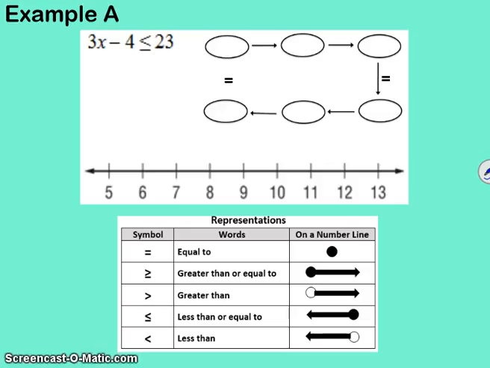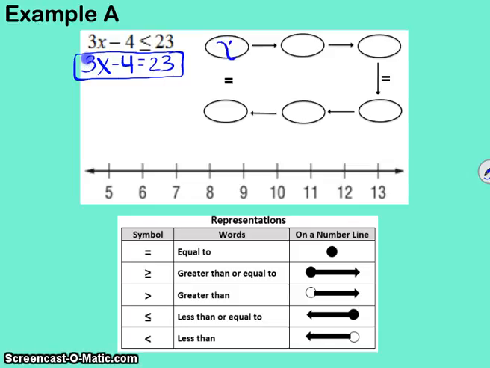You're given this inequality, so 3x minus 4 is less than or equal to 23. So I could rewrite this and pretend that the inequality sign isn't there because you know how to solve these two-step equations. So if I use this and come back to the inequality sign when I have to graph it, then I'm able to do that.